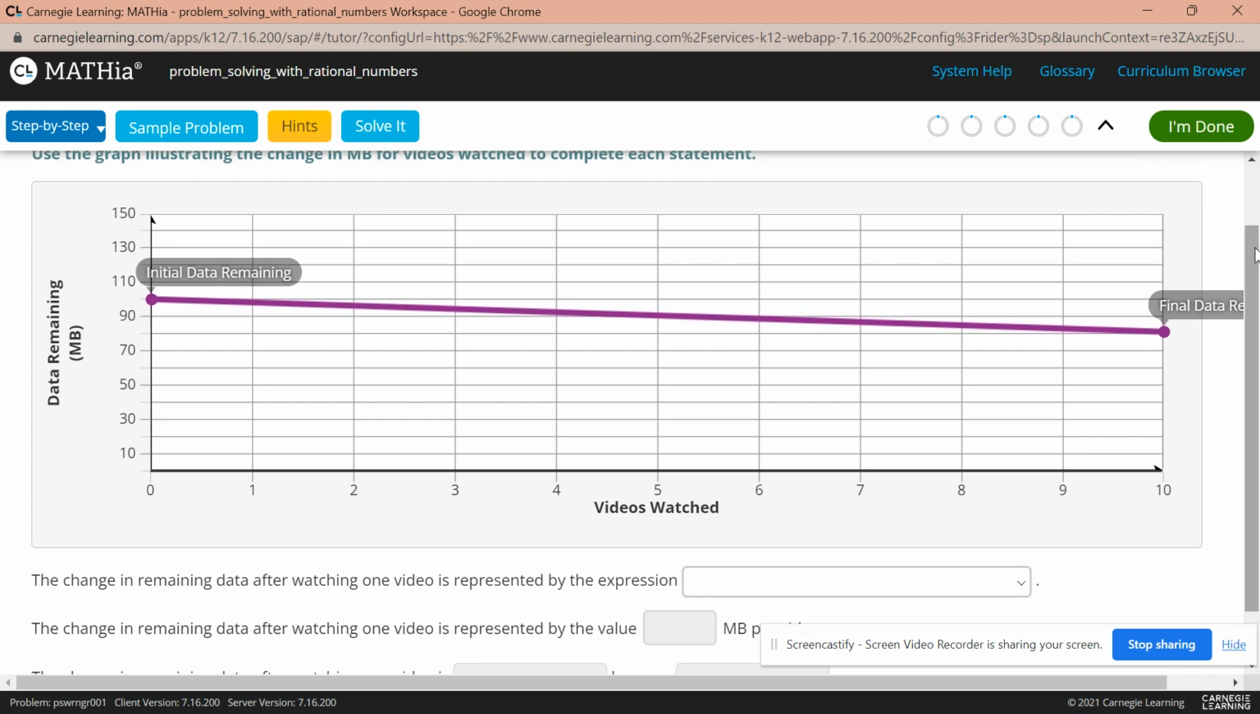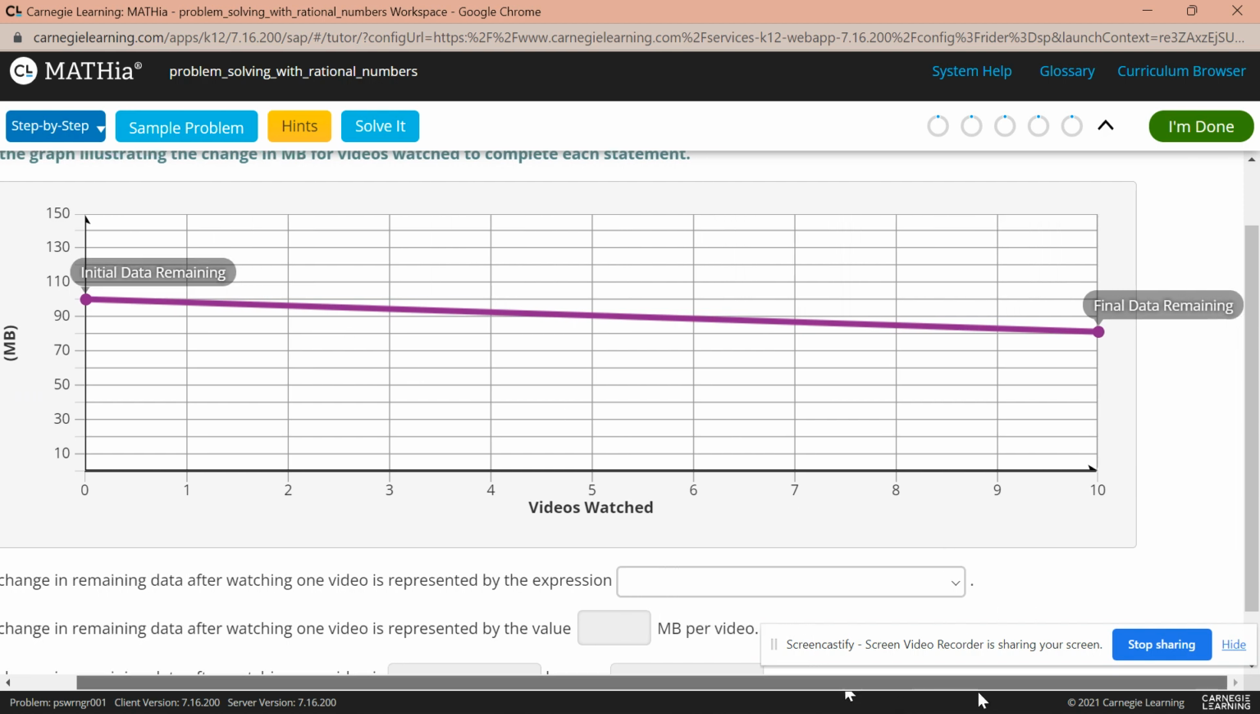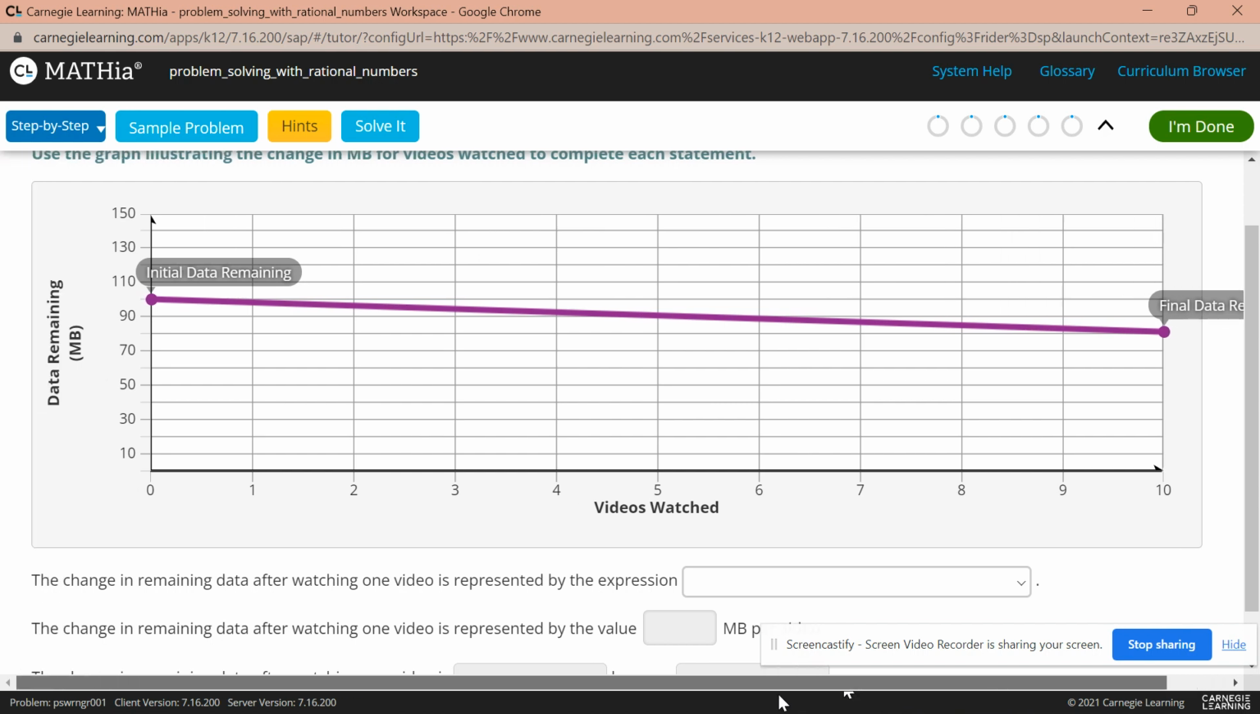All right, so across the bottom, we have the number of videos watched. That's our X axis here. And then this is our y-axis, and this is the data remaining per megabyte. Okay, and so our initial data remaining and final data remaining. So before we watched anything, we had 100. And then as we began to watch videos, we ended at around 80.